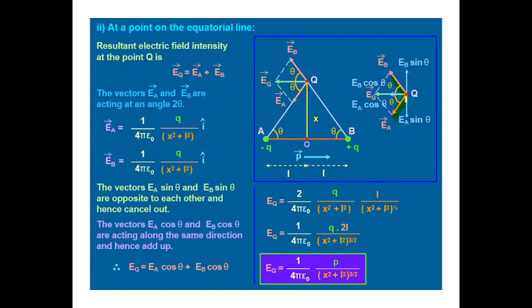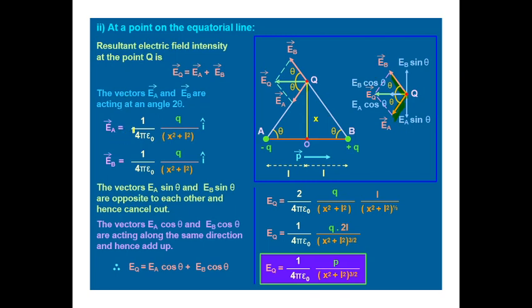So EA is resolved into two components: EA cos theta along the axis, and EA sin theta perpendicular to it. Similarly, EB is also resolved into two components: EB cos theta along the axis and EB sin theta perpendicular to it. So EB sin theta and EA sin theta are opposite in direction. Let us calculate the values of EA and EB.